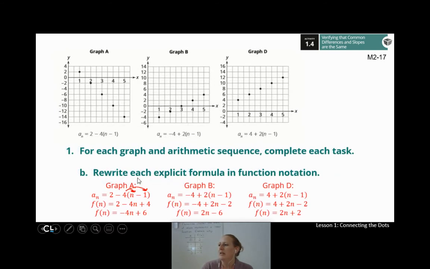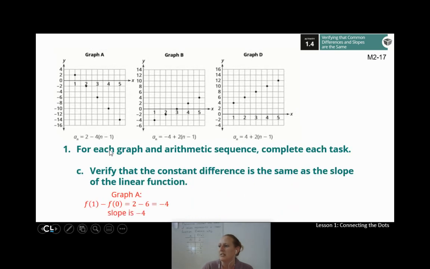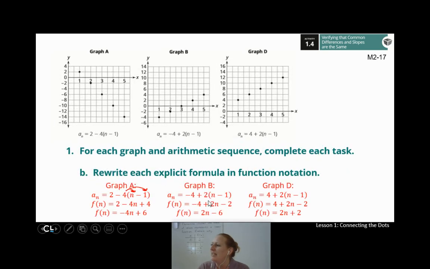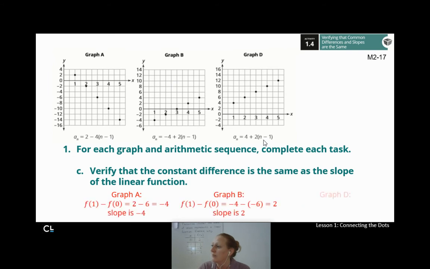So real quick, I'm just going to come back here. Graph A, it looks like my slope is -4, which is the same as my constant difference. Yay! I did a little extra work here. You didn't need to do the extra work. For graph B, if I come back to the other page, I can see that my slope is 2. There it is. My slope is definitely 2. And my constant difference was also 2. Graph D, yep, there it is. My slope is 2. And again, my constant difference was 2 as well. I did a little extra work here. You didn't need to do this work. I was just looking at what we wrote for our functions. So sure enough, our functions have the same slope as the constant difference that we saw earlier.